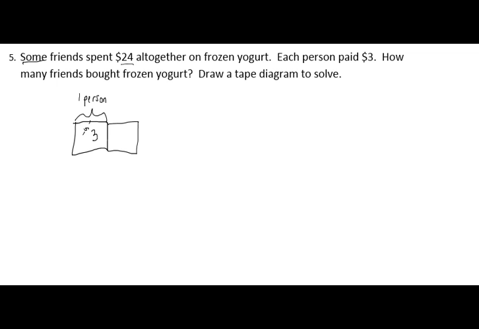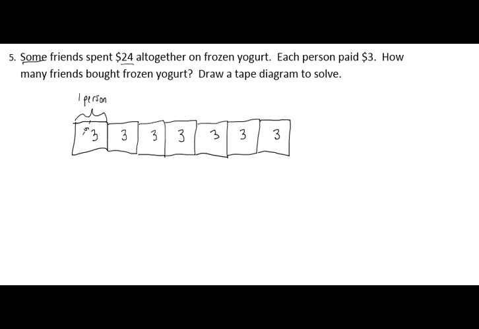Another group of $3 would be $6. Another group is $9, $12, $15, $18, $21, and $24. My entire tape now shows $24.